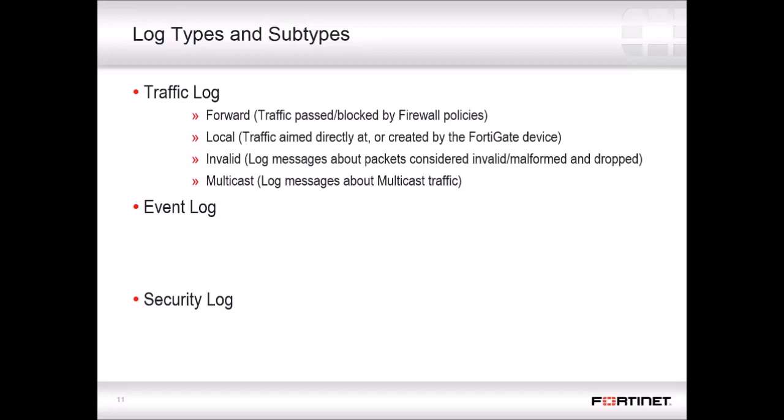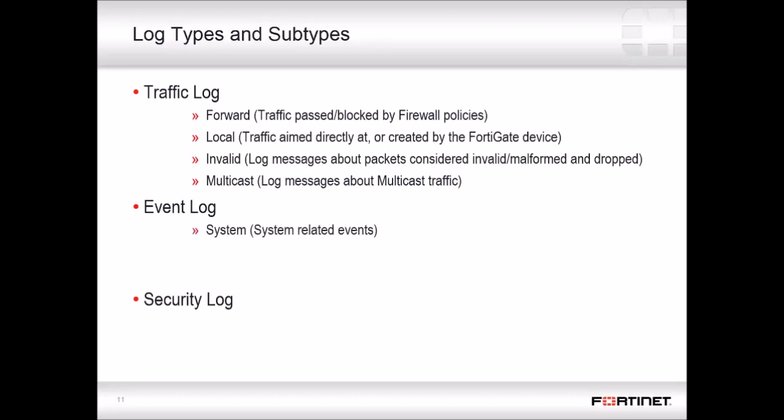Traffic log contains forward, local, and invalid. The forward log contains information about traffic that was accepted or rejected by a firewall policy. Local traffic is traffic directly to or from the FortiGate, logging into the GUI, FortiGuard queries, those types of things. Invalid packets are the ones the FortiGate unit throws away before they even get to a firewall policy.